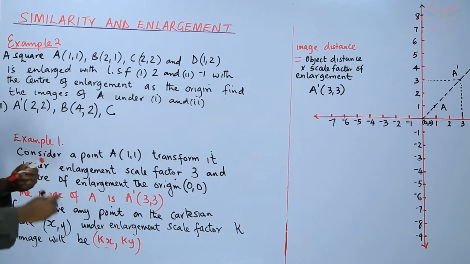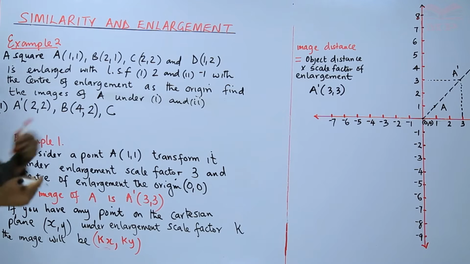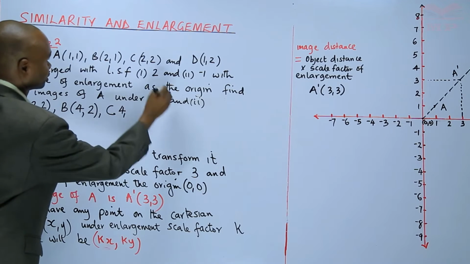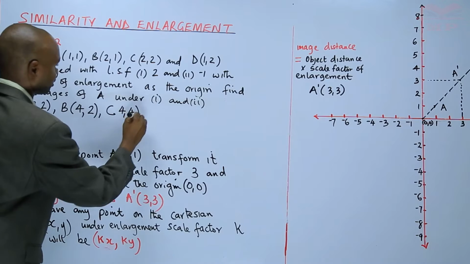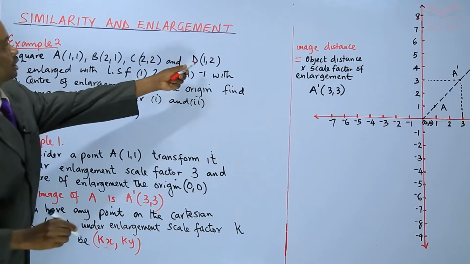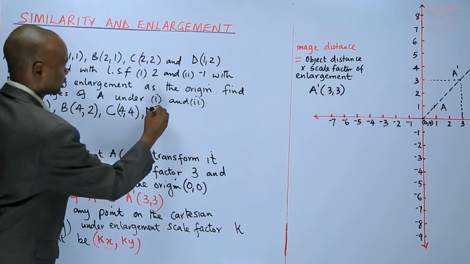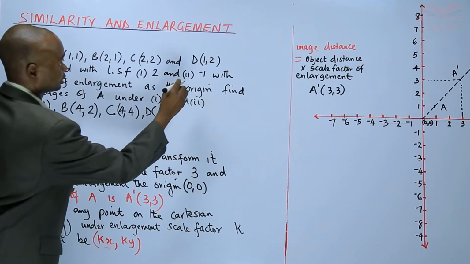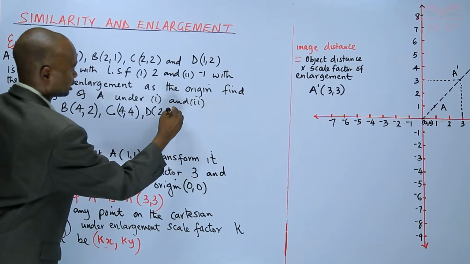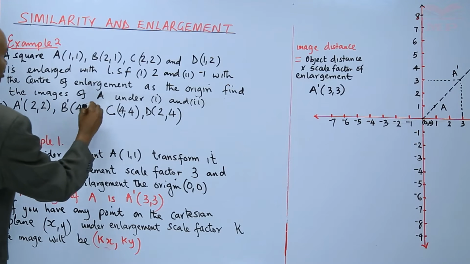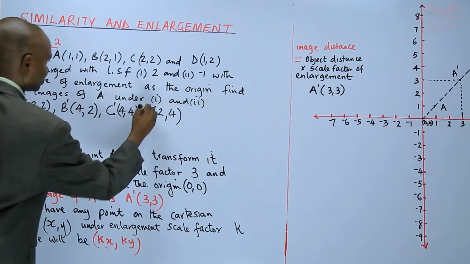You'll come to C. 2 times 2, you'll get 4. And 2 times 2 again, you'll get 4. You'll come to D. 2 times 1, you'll get 2. 2 times 2, you'll get 4. So you can call this A prime, B prime, C prime, D prime.